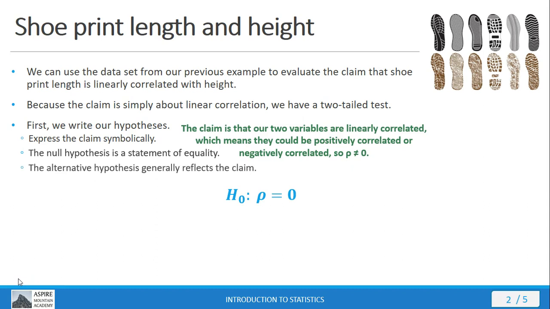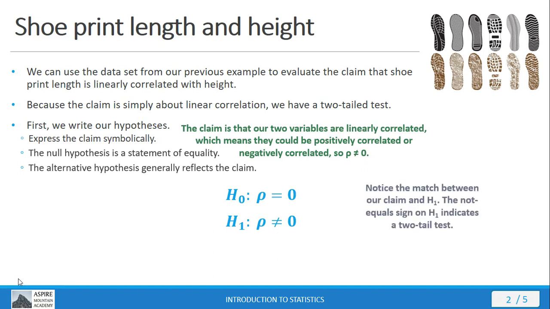And then the alternative hypothesis generally reflects the claim. In this case, that's exactly what's going to happen. So rho is not equal to 0. This is typically the hypothesis you have when you just have a claim about general linear correlation. You'll have a mismatch between your claim and your alternative hypothesis, and the not equal sign in the alternative hypothesis means we have a two-tailed test.